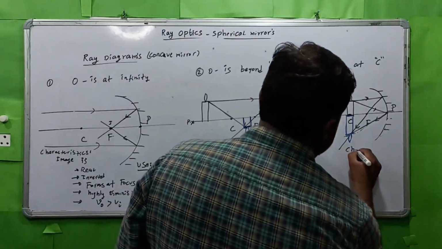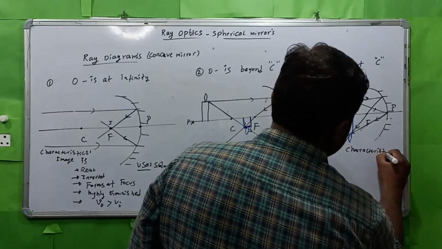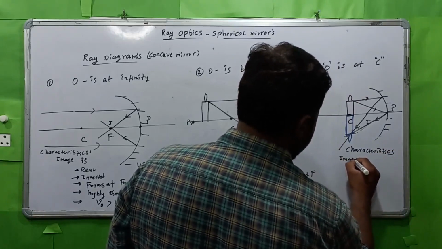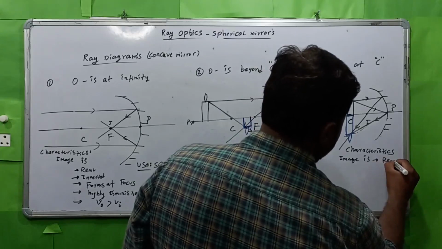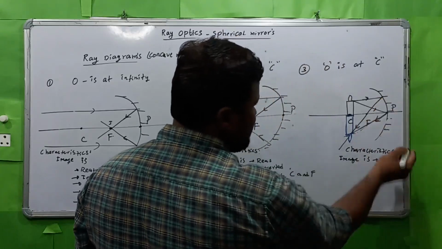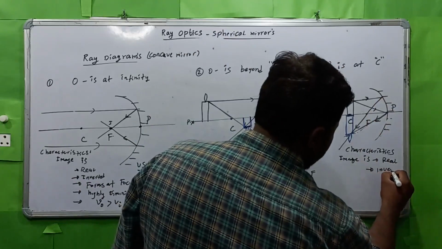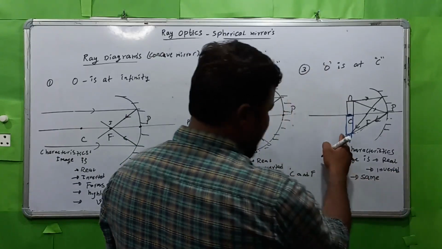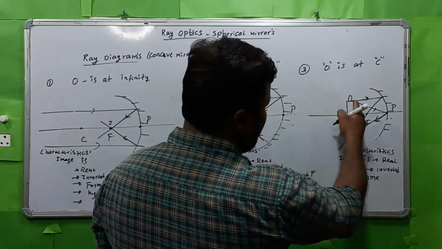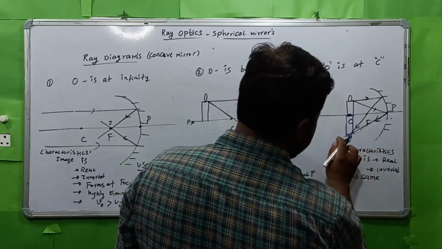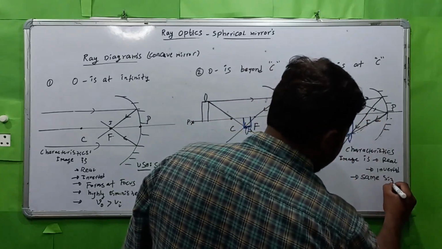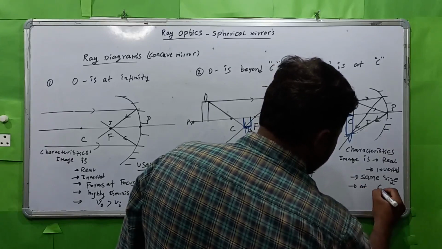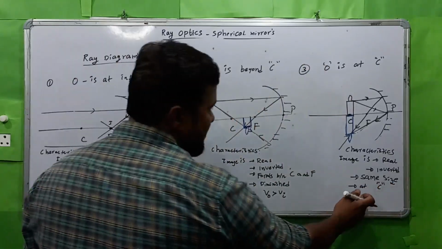If I write the characteristics, the image is real, reflected rays actually meet, image is real. Inverted, image is inverted. Can I say image size is same as that of the object? Yes, image size is same as that of the object. Same size. Where is it formed? Image is formed at the center of curvature.